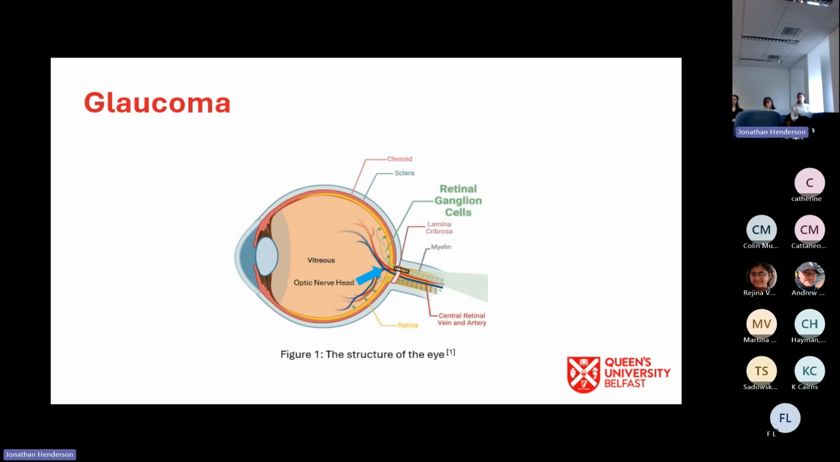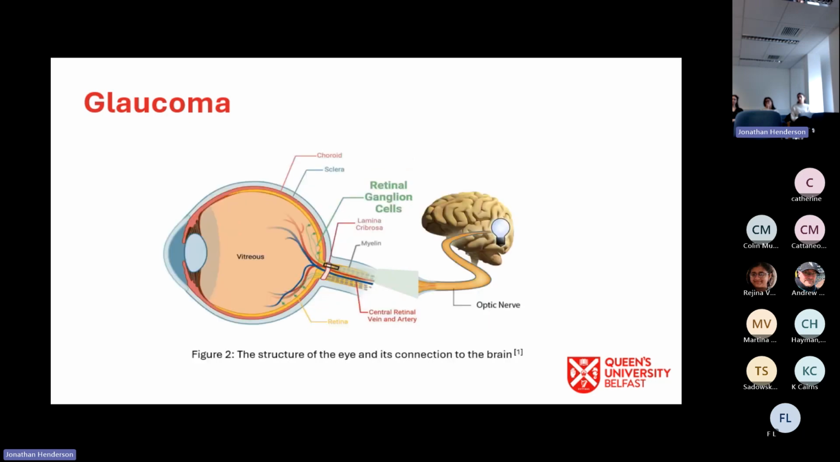The way it works is, if you were to look at an object or an image, for example a light bulb, your retinal ganglion cells will take this light and transform it into electrical signals. They then bundle together here around the optic nerve head and transfer along the optic nerve to the brain, where it's transferred back into an actual image.